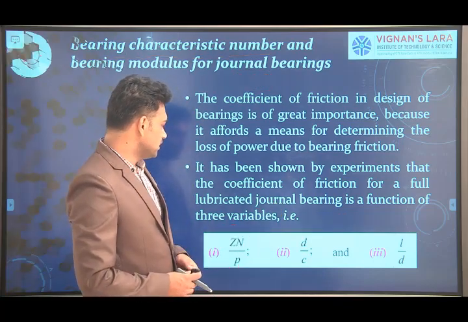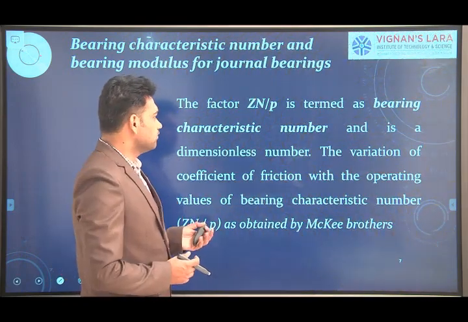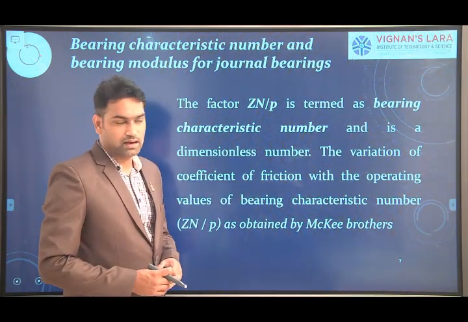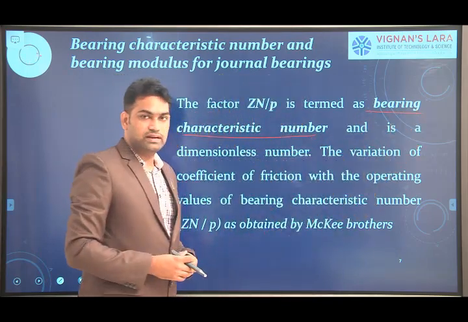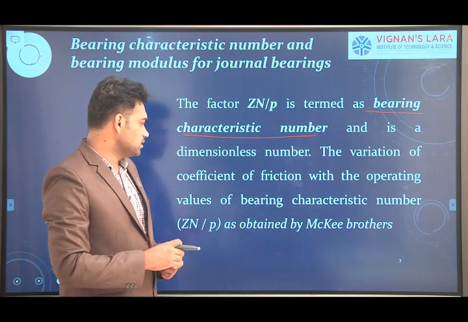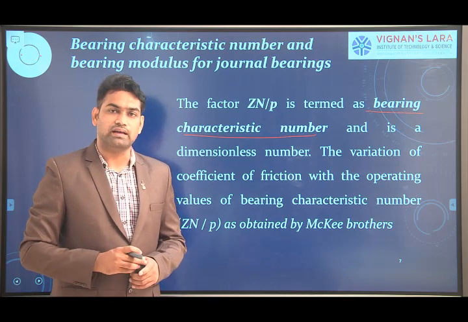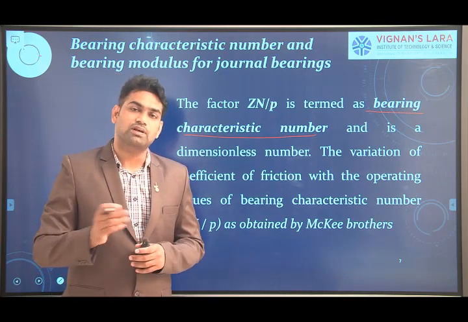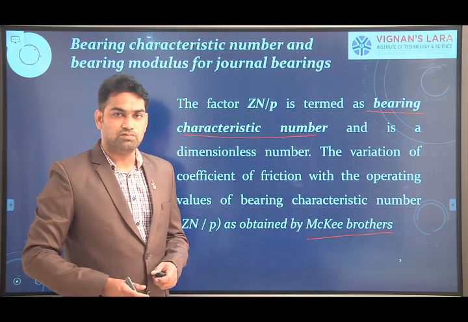So let us see what Zn by P is, and how Zn by P affects the coefficient of friction. Here the factor Zn by P is termed the bearing characteristic number. It is also a dimensionless number, so there are no dimensions for this number. The variation of the coefficient of friction can be plotted in a graph obtained from the results of the Mckay brothers. So how does this graph look?